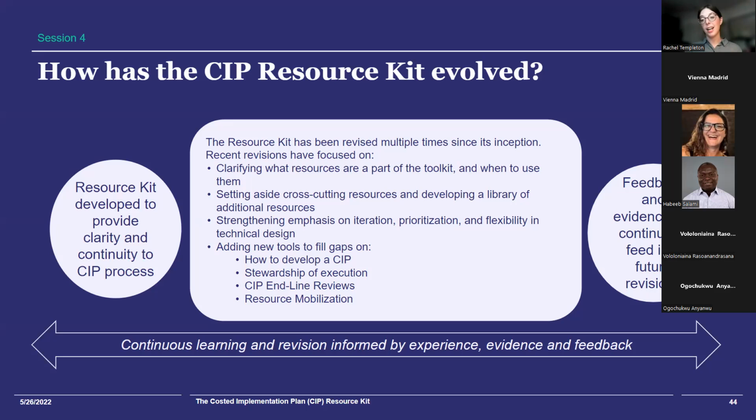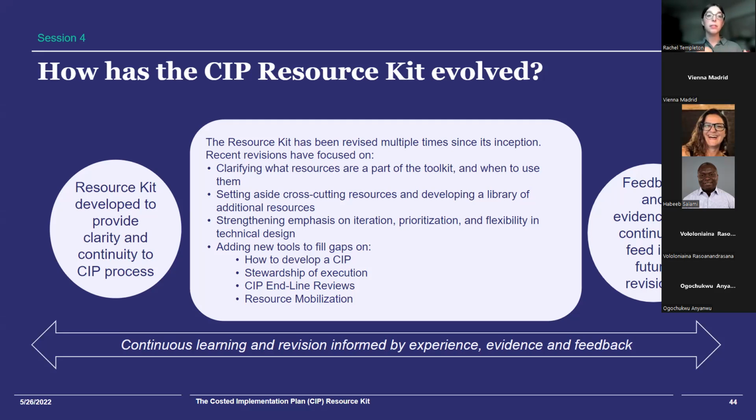We've also set aside a group of resources that we're calling cross-cutting resources. The resource kit is organized by the 10 steps, but there is a need to capture resources that are relevant and useful across all of the 10 steps. So we put these resources into this cross-cutting section that is new. We've also made targeted revisions to existing resources to strengthen the emphasis on the iterative nature of the CIP process. As we all know, there are these 10 steps. That's a very linear process, but in practice, developing and implementing a CIP is much more iterative. You might return to a step.